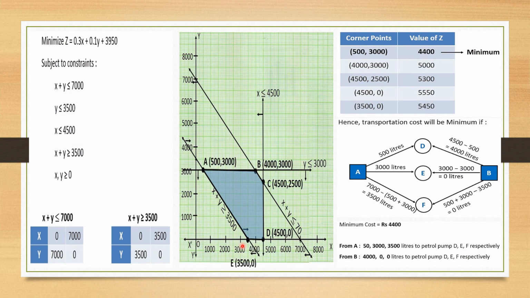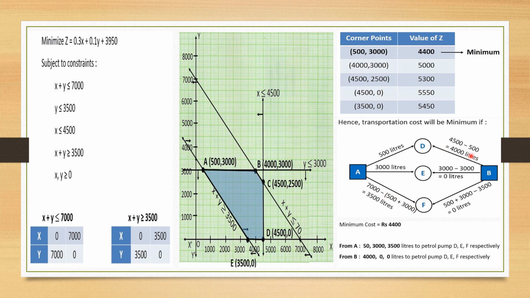When you evaluate this objective function on it, we will get the minimum turning out to be at 500 and 3,000, which is 4,400. So transportation cost will be minimum, as the values of x mean A was transporting to D x liters, so it is 500 liters, then 3,000, and then 7,000 minus whatever the inequations were. By putting the values of x and y, you can get these values.